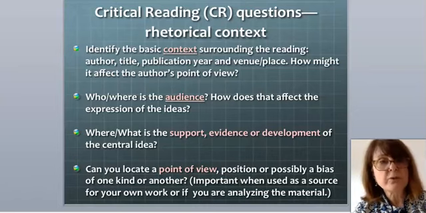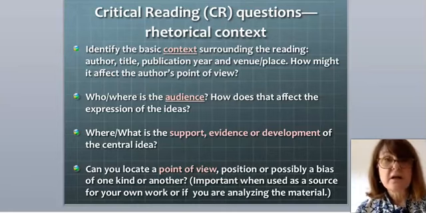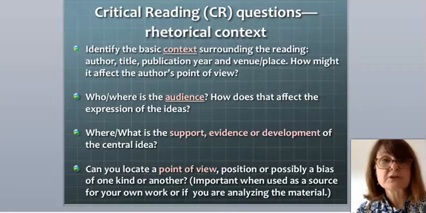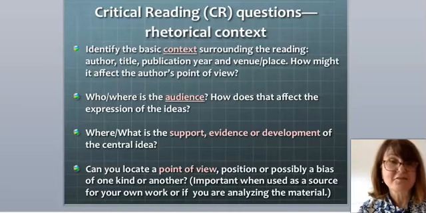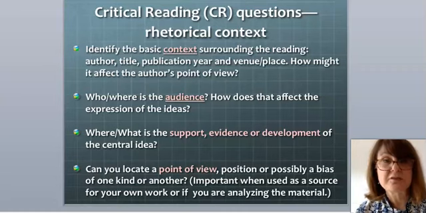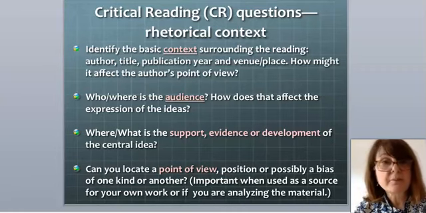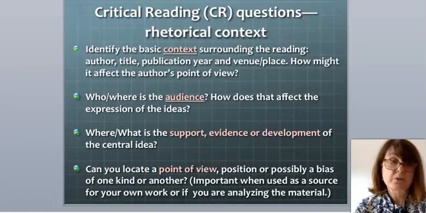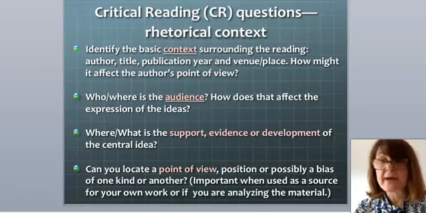Also, one of the most important things when you start doing critical reading is you look at the circumstances, the context. We call it the rhetorical context. Who's the author? What's the title? What's the publication year, and where was it published? How might that affect the author's point of view? Who's the audience? That definitely affects how the piece of work will be expressed. It will affect the expression of ideas. Where's the support, the evidence, or the development of themes or a central idea? Can you locate a point of view, a position, or even a bias of one kind or another? And it is important that you be aware of that when you're using a source for your own work, and also when you're analyzing material.